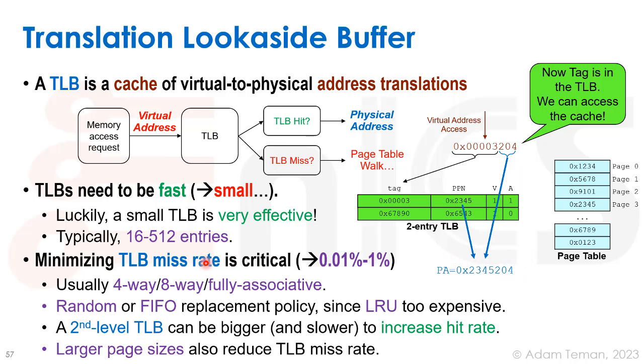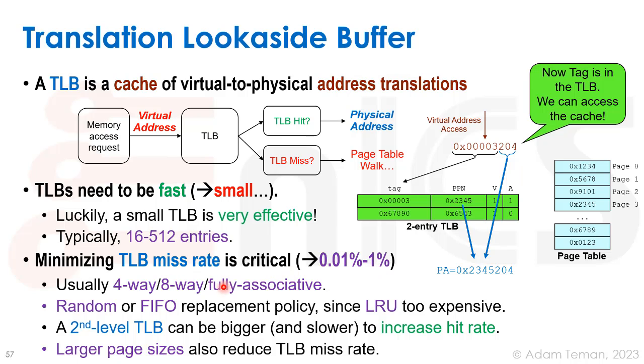So minimizing the TLB miss rate is critical. Again, this is going to be happening once and often twice on every instruction that we read. We need to access the TLB. And if we get a miss, we have to go do a page table walk. And if it's really bad, we have to go do a page fault as well. So minimizing the TLB miss rate is critical. We want it to be way lower than 1%.